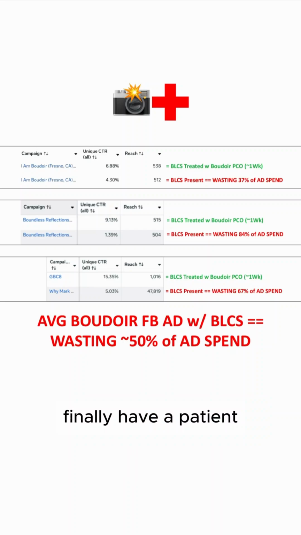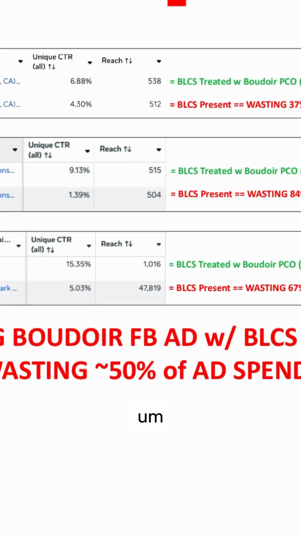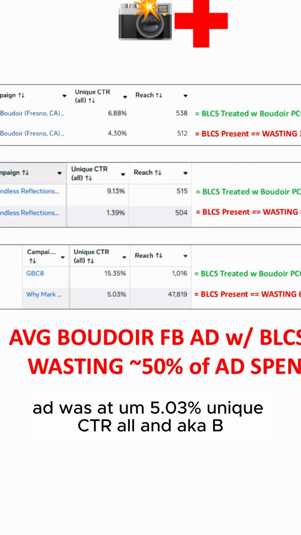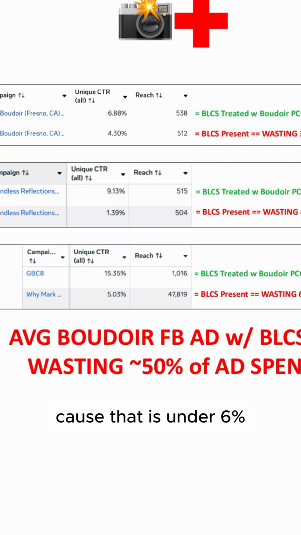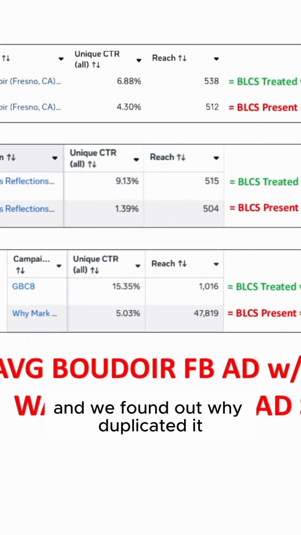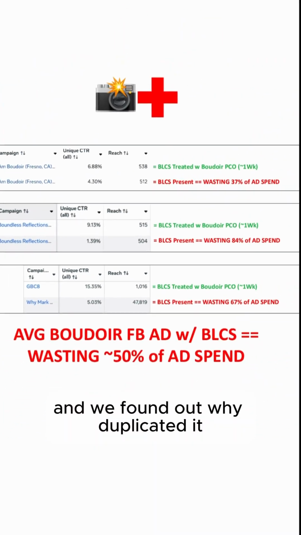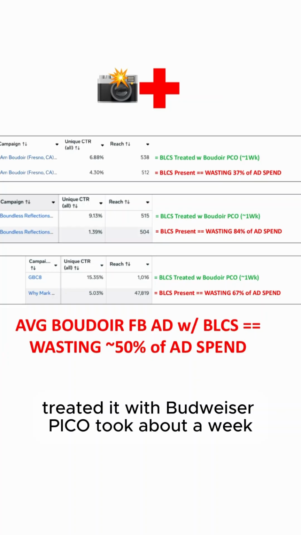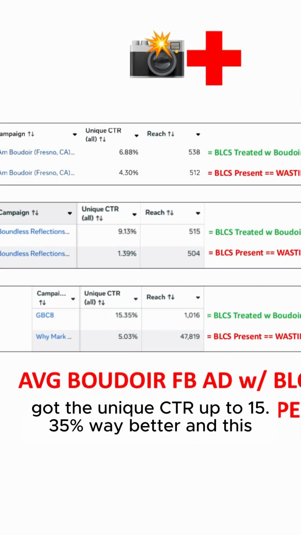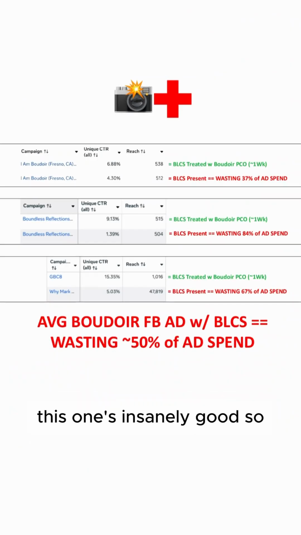Finally, had a patient test his Boudoir Facebook ad, and found out his Boudoir Facebook ad was at 5.03% unique CTR, aka BLCS was present, because that is under 6%. And we found out, well, I duplicated it, treated it with Boudoir Pico, took about a week, got the unique CTR up to 15.35%, way better. And this one's insanely good.